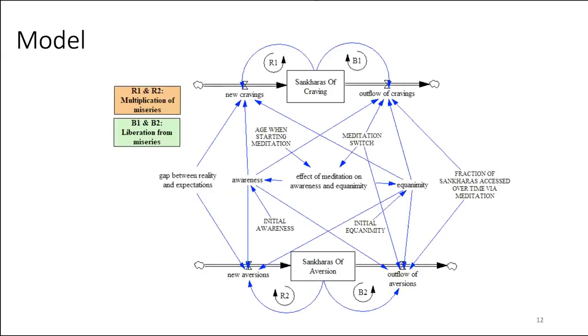All right, so having a look at the very simple model, it consists of 2 parallel and basically identical structures, one for the sankharas of craving and the other one for sankharas of aversion down here. So it is sufficient to just understand one of these. They are basically identical. It starts here on the left-hand side with this variable gap between reality and expectations.